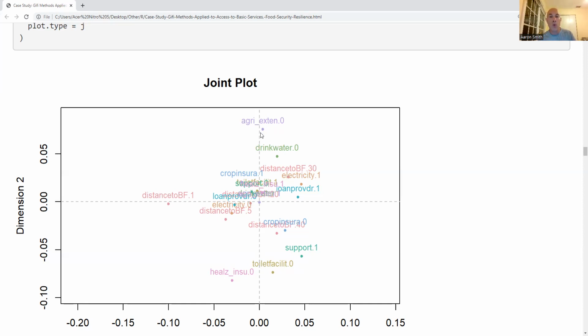And when it comes to the first dimension, I see that I have a bunch of values over here. They're all going one direction, and distance to BF of 1, which is the smallest value, is going in the opposite direction. So here, being close to whatever is the reference point, I don't know what BF stands for, is in contrast to having yes to electricity, yes to loan provider, yes to having support.